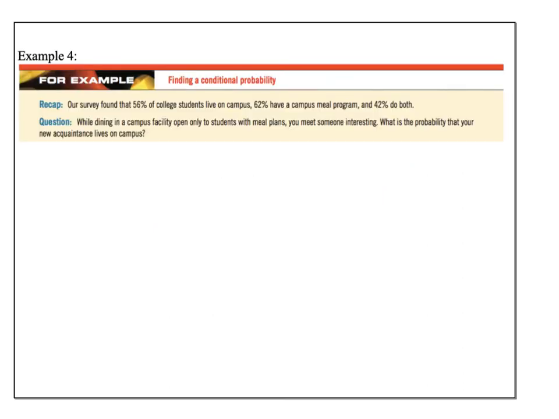So we're going to revisit our meal plan and living on campus example to show a time where you could use this formula. So we had found that 56% of college students live on campus and 62% have a meal plan and 42% do both. You're stated, while dining in a campus facility open only to students with meal plans, you meet someone interesting. What is the probability that your new acquaintance lives on campus? So I'm going to put it into formal writing here. What's the probability that they live on campus, but what was given? Okay, it's not just what's the chance somebody lives on campus, but given that they had a meal plan because you're in a dining hall open only to people with meal plans.